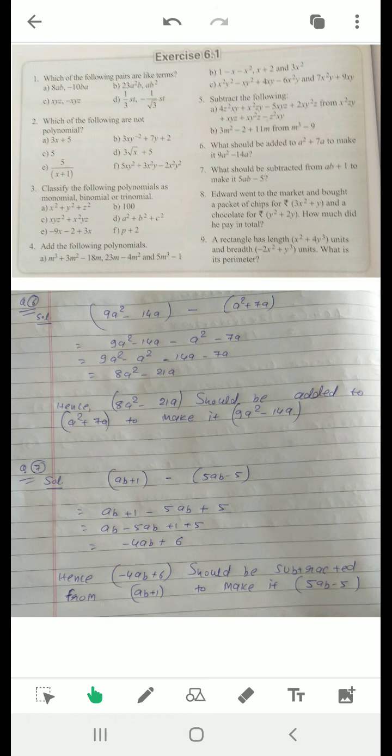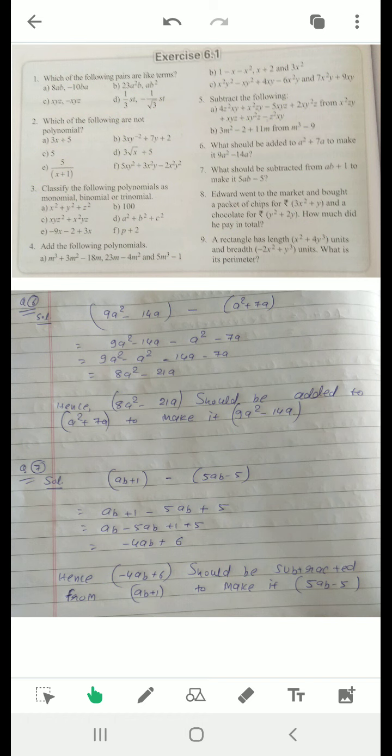This kind of question we have done so many times in the chapter integers, in the chapter fractions, in other chapters, in natural numbers. What should be added to 10 to get 100? What we will do? 100 minus 10. The answer will be 90. That means 90 should be added to 10 to get 100. So here also in the case of polynomials, rules will not change. The basic rules of mathematics will never change. So subtract the first polynomial from the second polynomial.